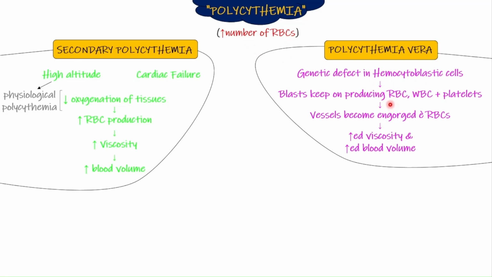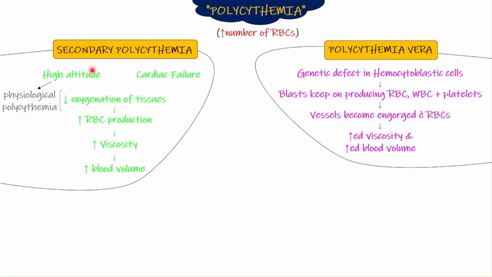So these increased amount of red blood cells will engorge the blood vessels. So vessels become engorged with these red blood cells. Now, as in the previous case, whenever there is increased production of red blood cells, there will be increased viscosity of the blood and there will be increased blood volume.